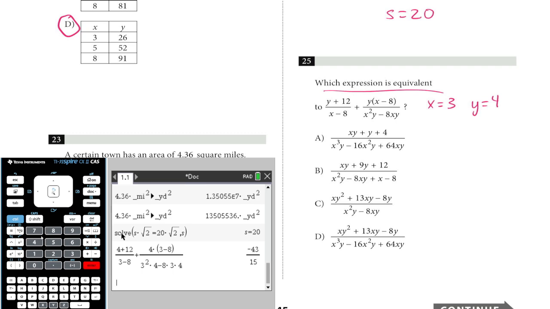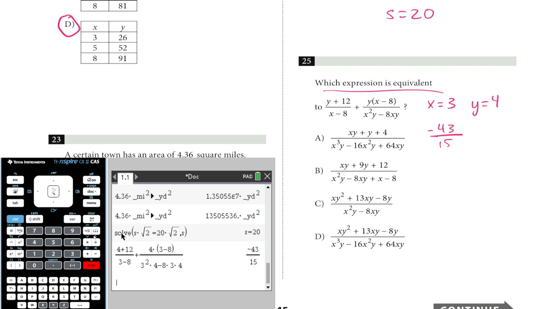Some people for this like to make it a decimal. If you feel like you need to make a decimal, do so. I tend to leave it as a fraction. So I'm going to keep going until I get negative 43 over 15. We're going to go to each answer and plug in 3 for x and 4 for y until we also get negative 43 over 15.